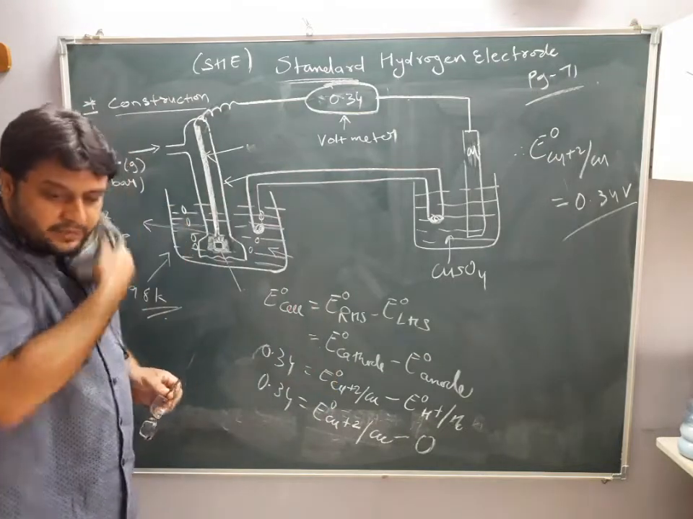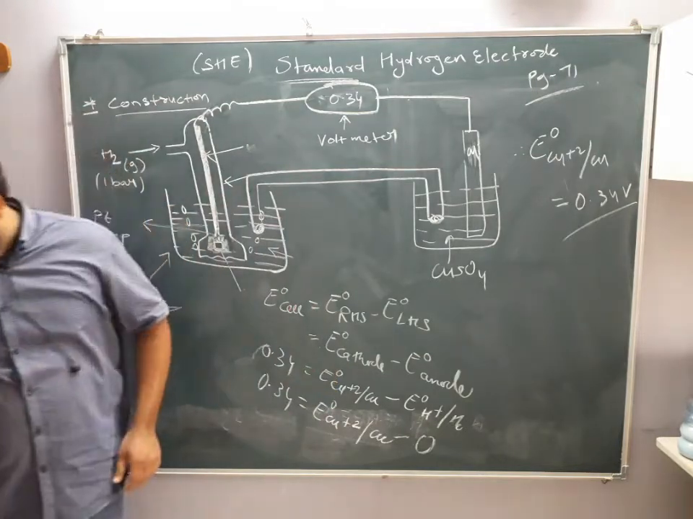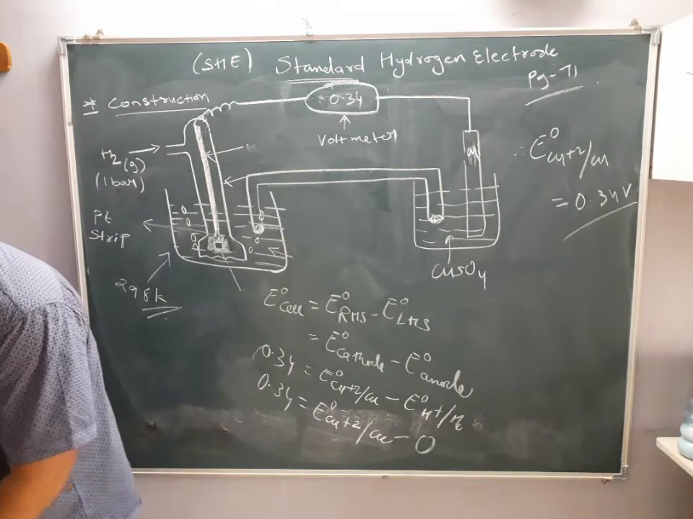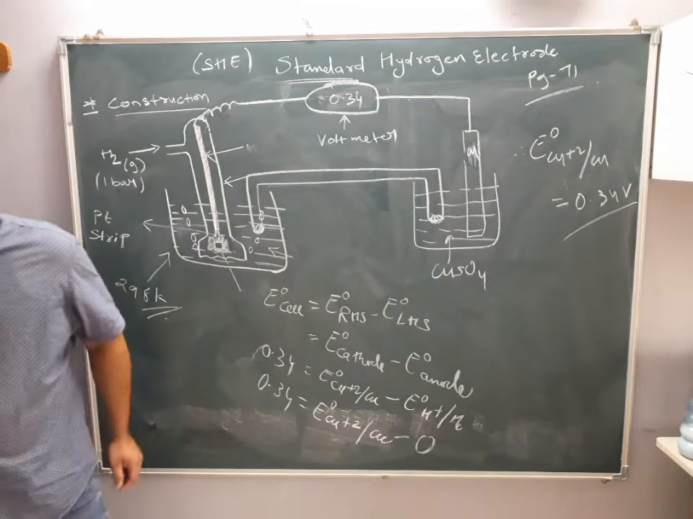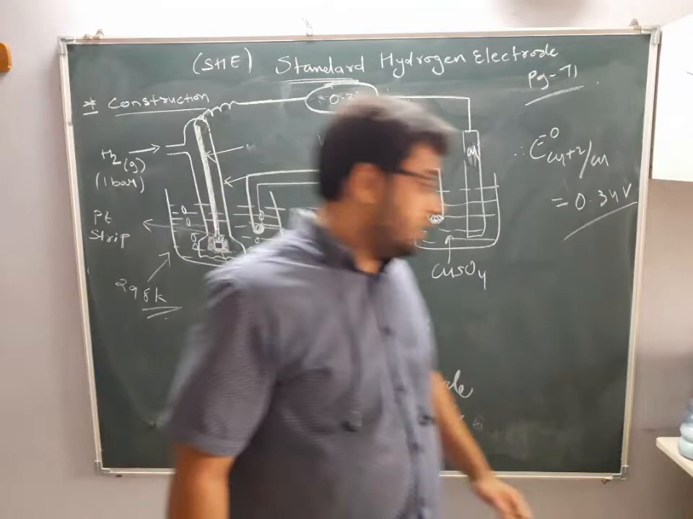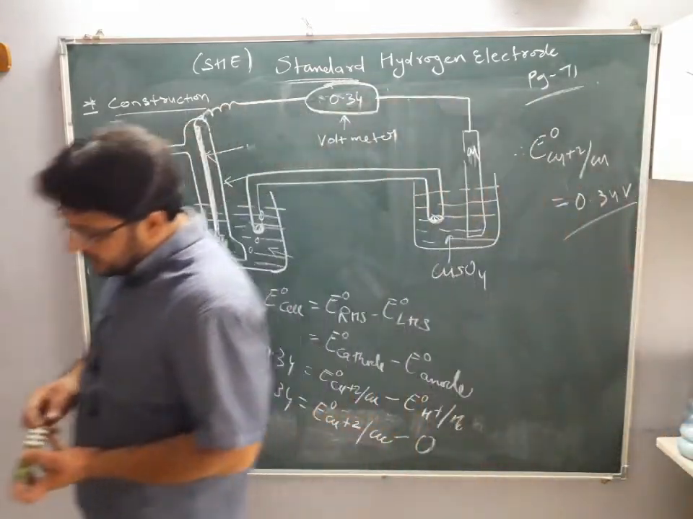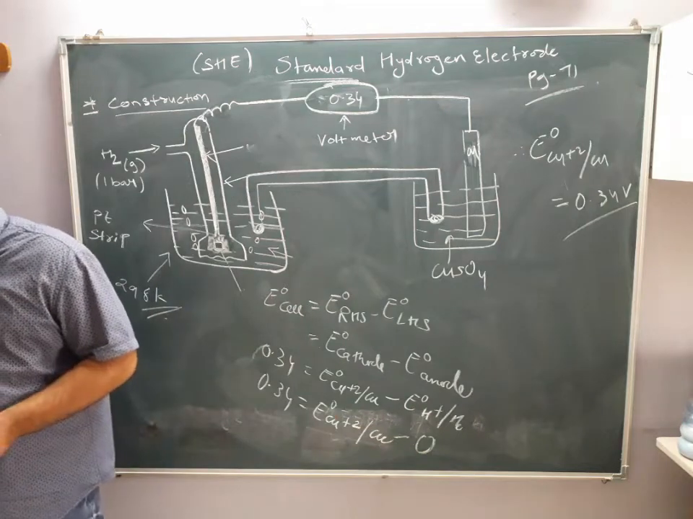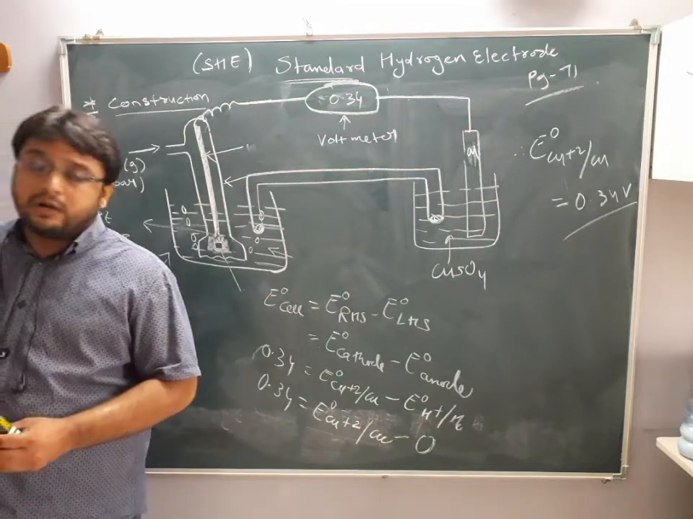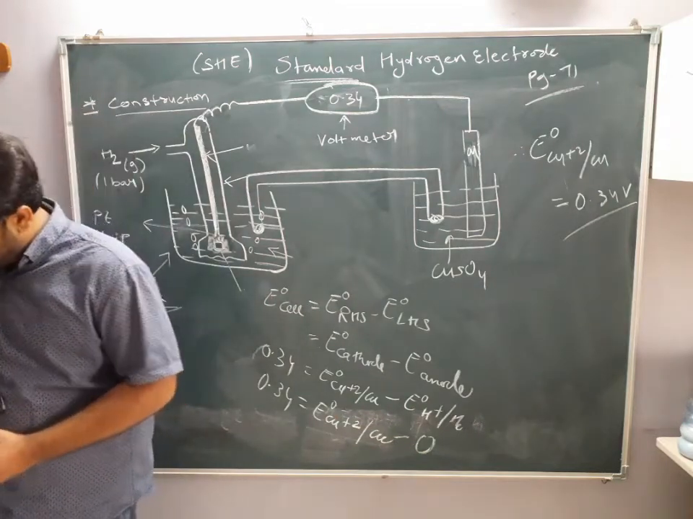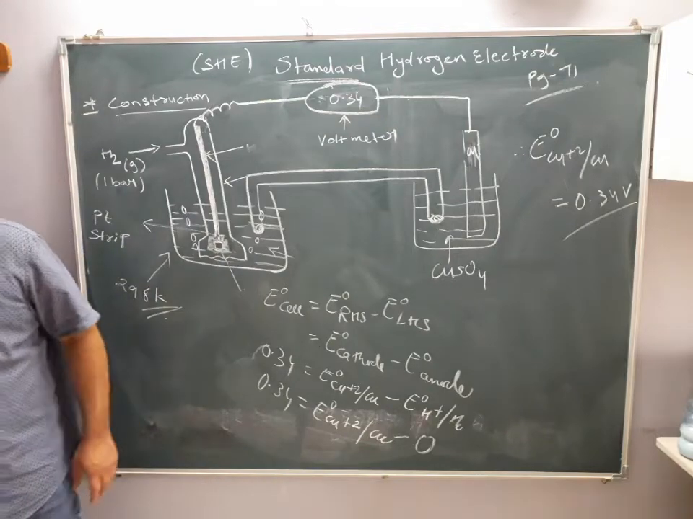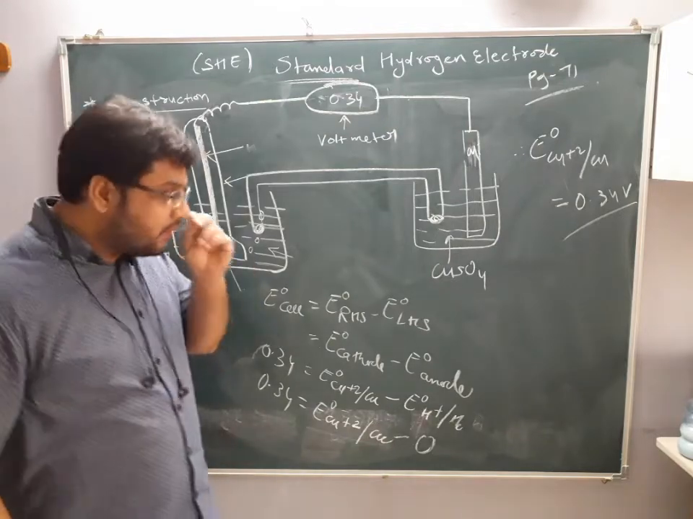Similarly, I will combine fluorine. If I combine fluorine, then I will obtain the value of 2.87. Then I combine iron. If I combine the iron, I will get the value near about minus 0.74. Then I will combine aurum, that is gold. I will get the value near about 1.40. Then I will combine cobalt. I will get the value of 1.81.